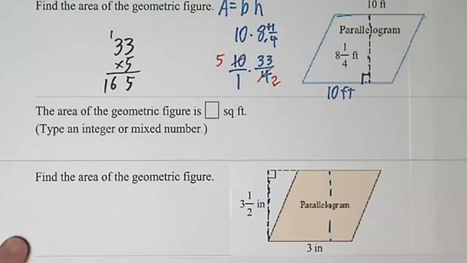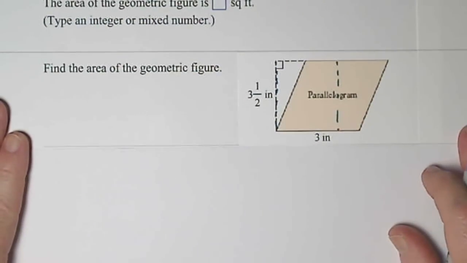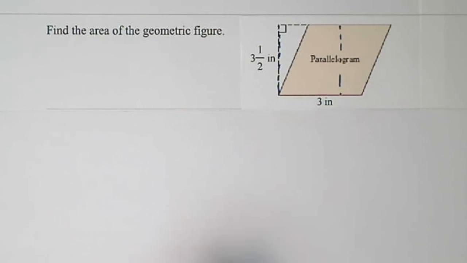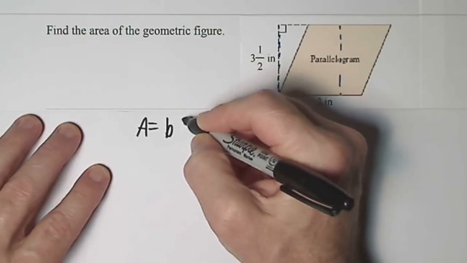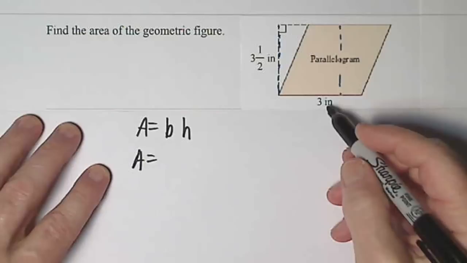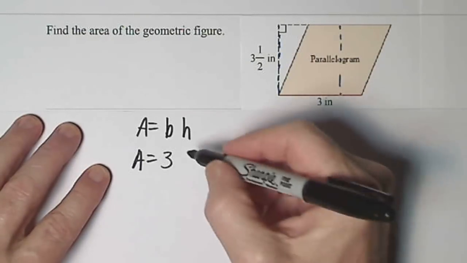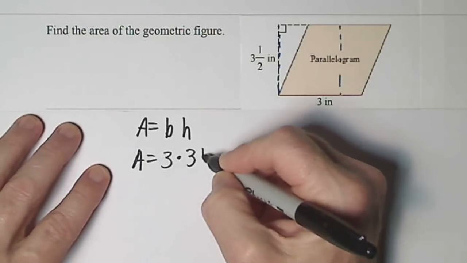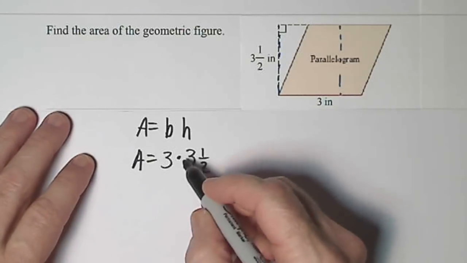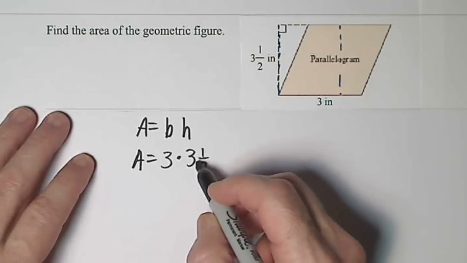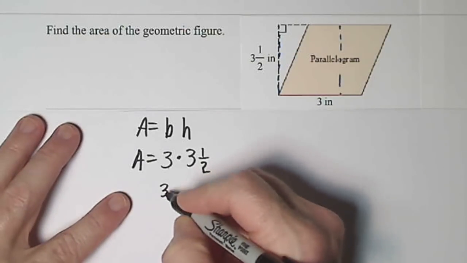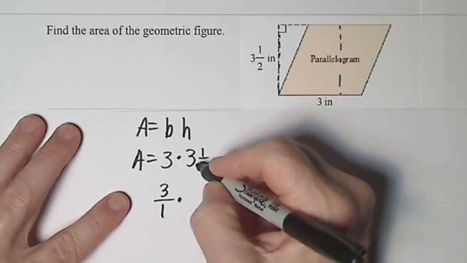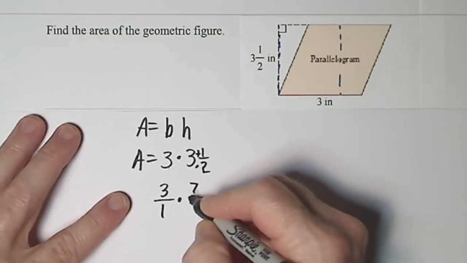All right, we already have our formula for area, so area is equal to base times height. For the base, we plug in our 3. For the height, we plug in 3.5. Again, you can't multiply a mixed number in this form. You have to make it an improper fraction. So I'll make this 3 an improper fraction by putting it over a 1. And then that's 7 halves.